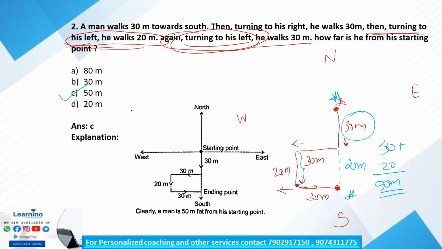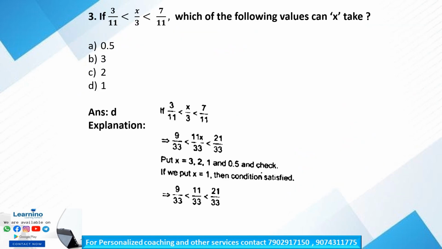Is it clear? This is a direction based question. We have to mark north, south, west and east. After that we have to find the direction, right? So our answer is 50 meter. The distance from starting point to his standing point is 30 plus 20, which is equal to 50 meter. Clear? So next question, question number 3.